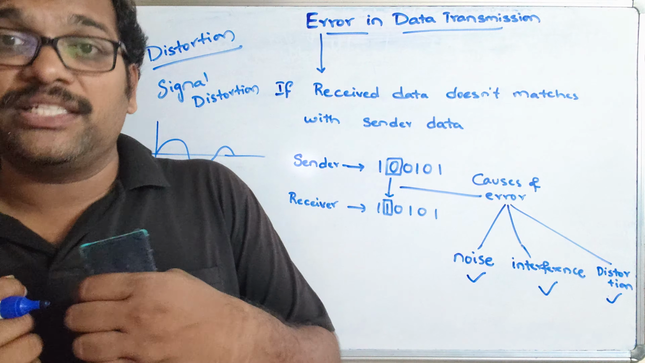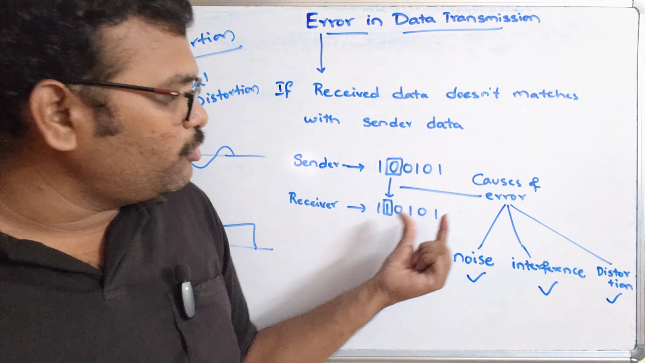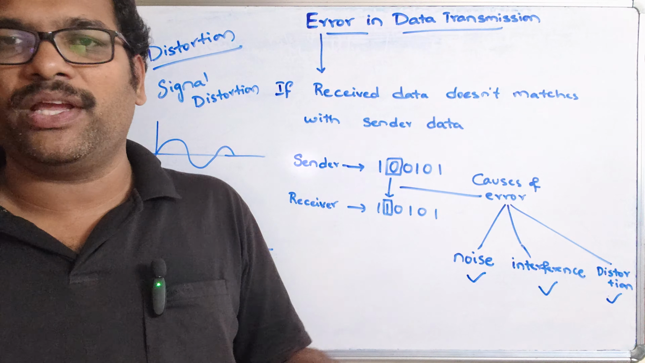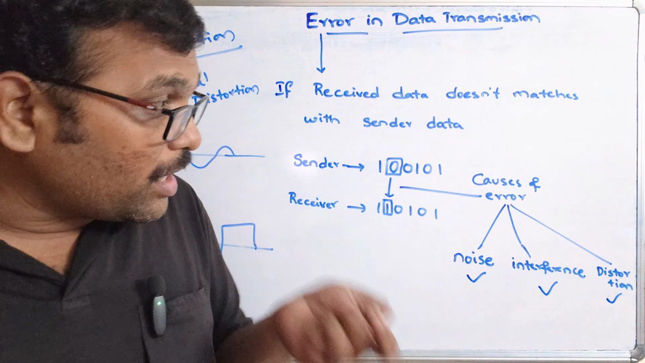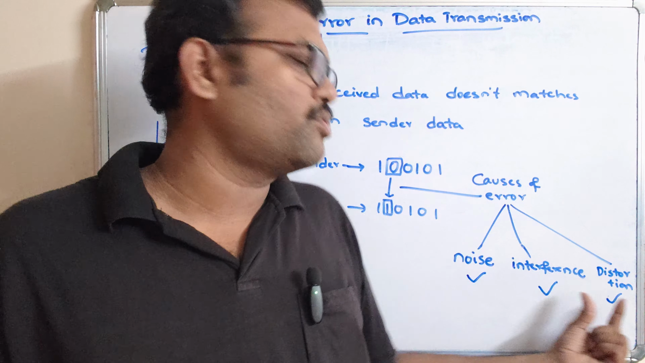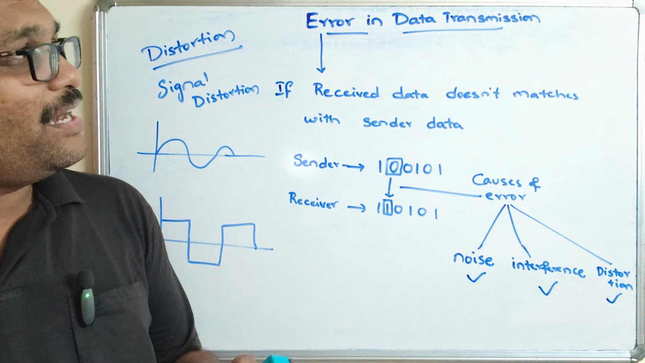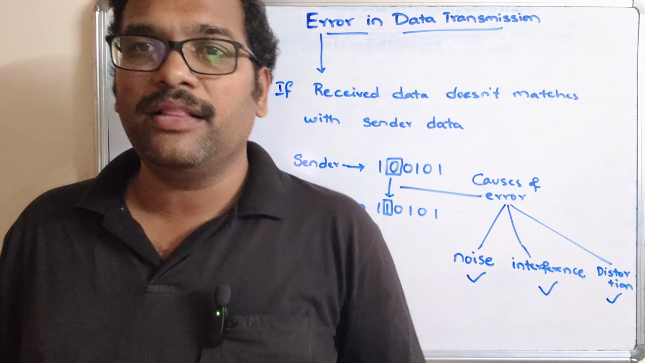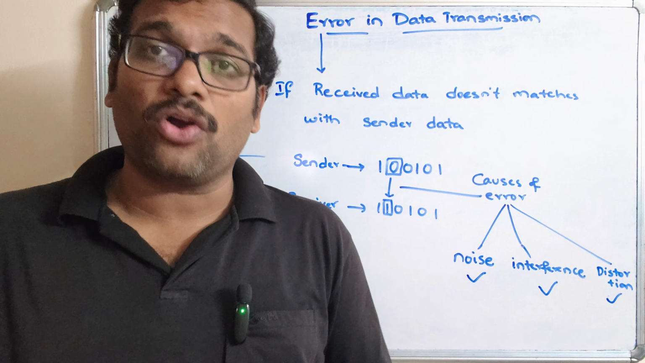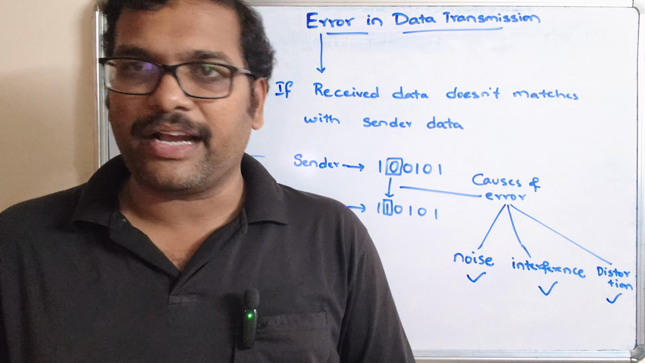So these are the three different causes of an error. If the data which the sender sends is not matched with the data which the receiver received, it is called an error. What are the reasons for causing this error? Either noise, interference or distortion. Hope you understood about error in data transmission. I'll stop here, and in the next session we'll see the different types of errors that can occur during data transmission.